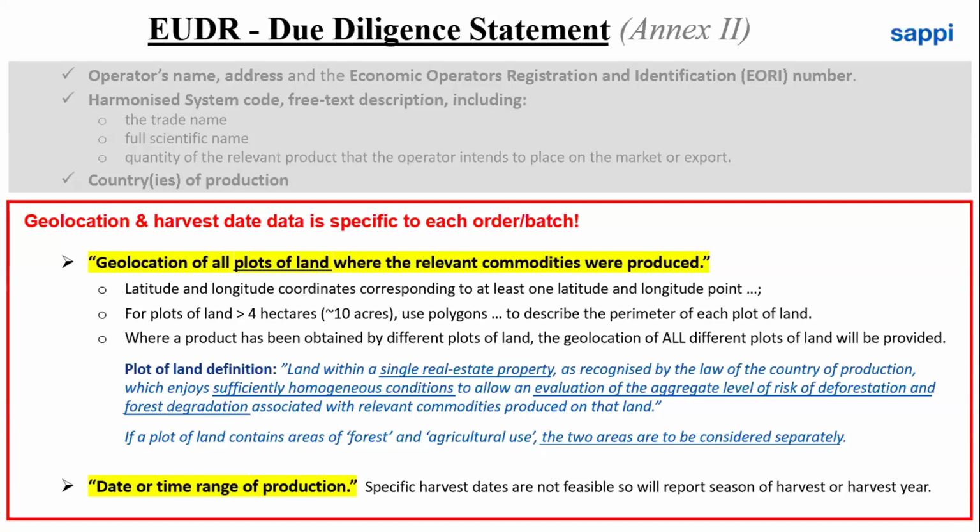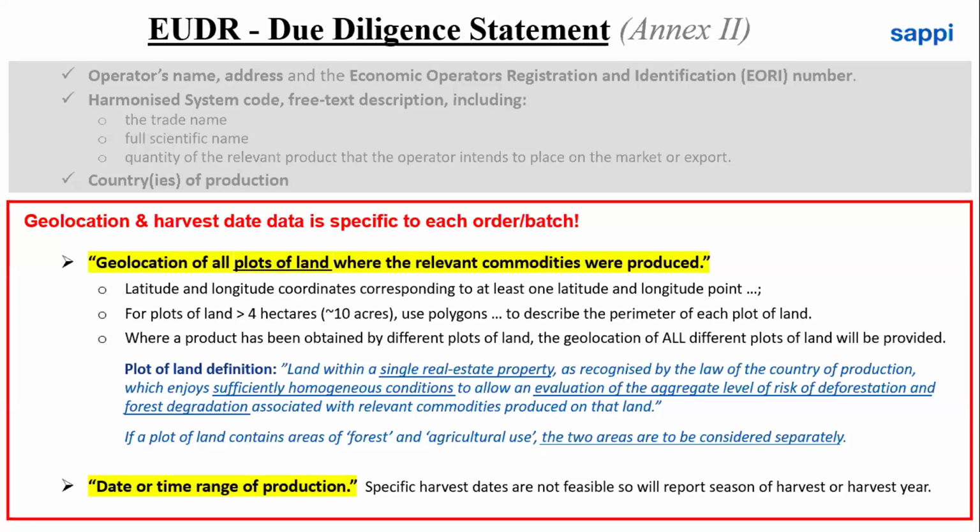And if that single real estate property has different conditions on it, such as a forest and a farm field, you need to split those into two different polygons because the forest and the farm field have a very different level of risk of deforestation and degradation. The forest could still be deforested. The farm field already was. So that's why that gets really, really difficult.